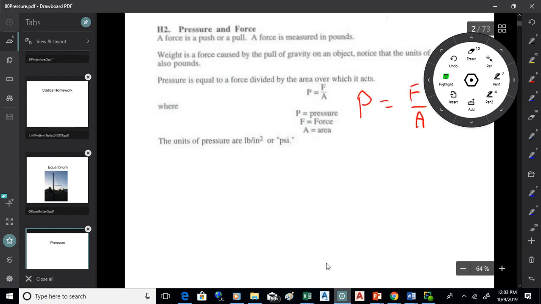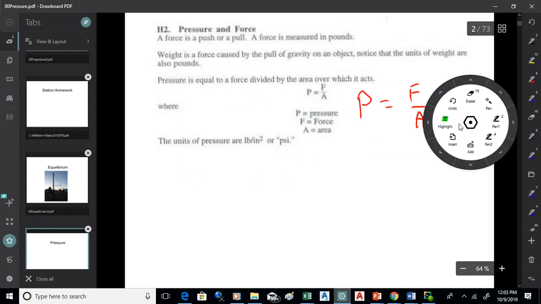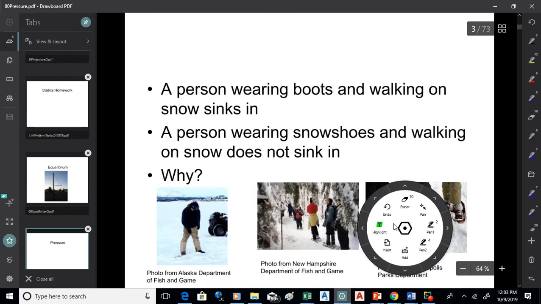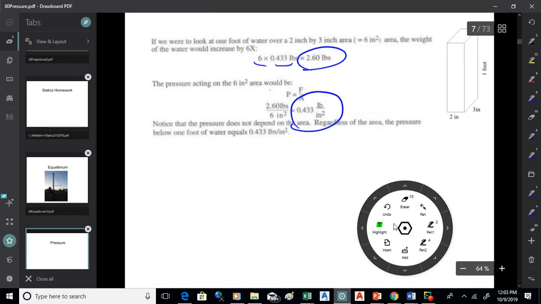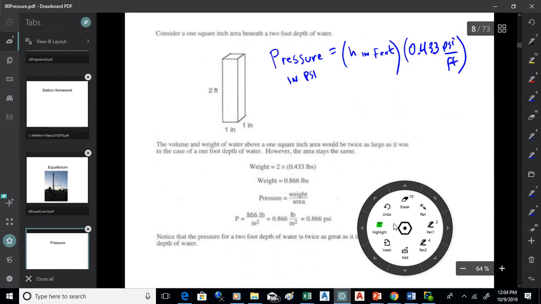All right. So the basic definition of pressure is a force divided by an area. Okay, that's the basic definition. We came to the really important conclusion that 1 foot of water is 0.433 psi. So that's really important that you know that. We'll use that plenty of times. And the important thing about this is that it does not depend on the size of the body of water. It holds for any size body of water.